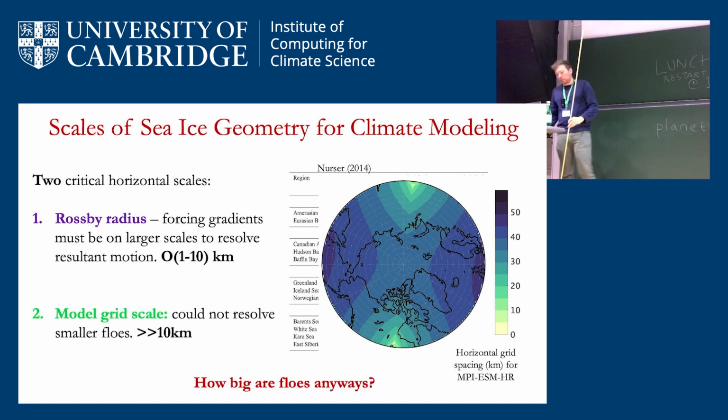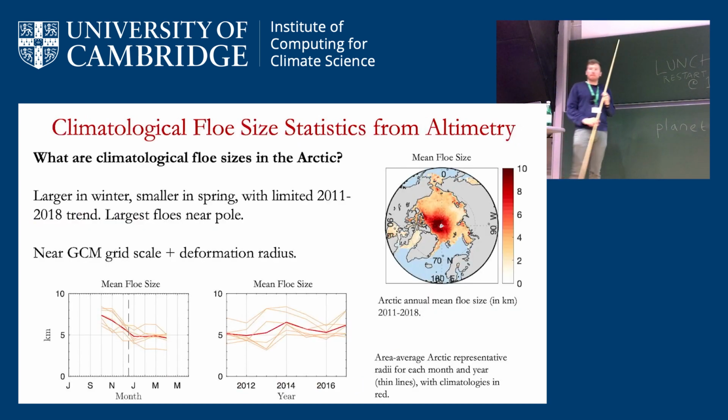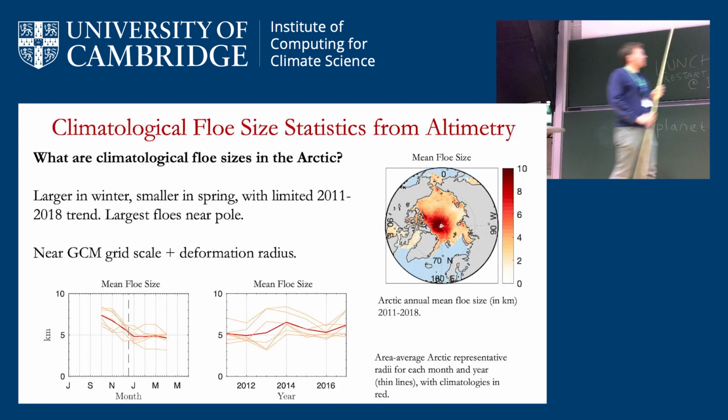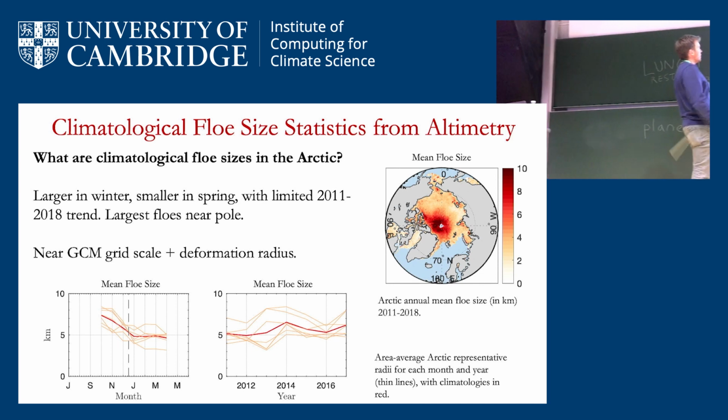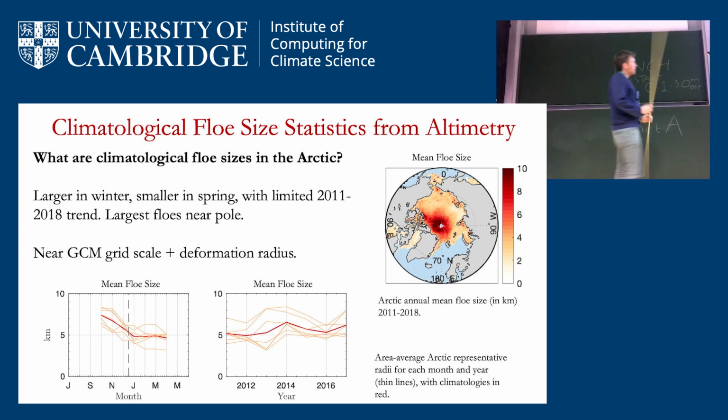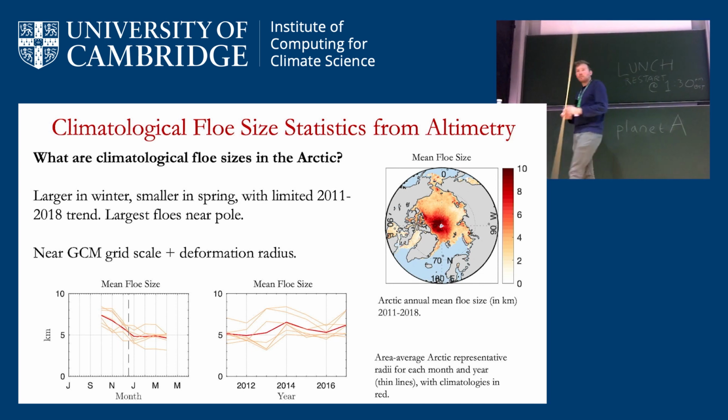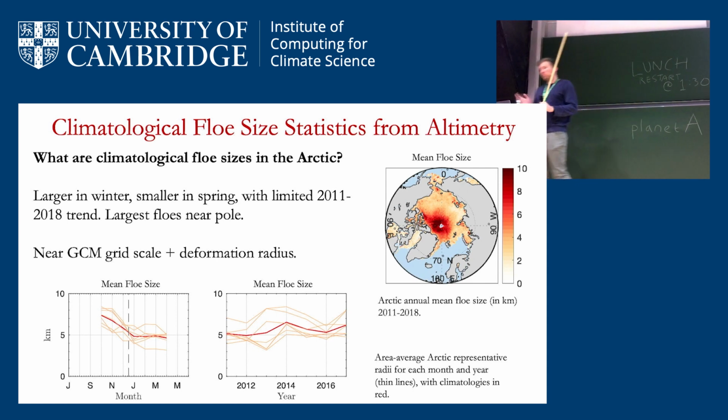And something we worked on recently is trying to figure out just how big the pieces of ice are. So I'll skip over how we do this. We'll use altimetric processing. So we use radar altimeters and laser altimeters, spaceborne altimeters that can be used to measure the size of pieces of ice. And in the Arctic, a typical floe scale is about 5 kilometers, give or take.